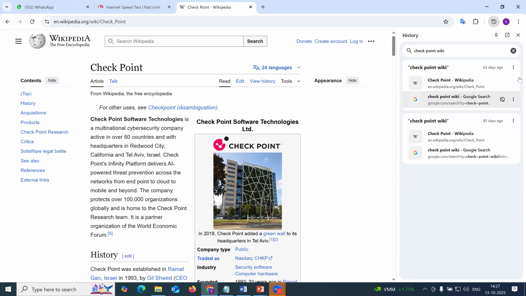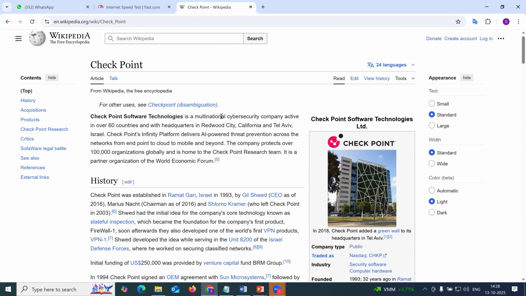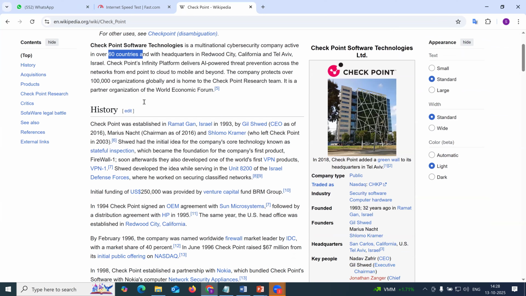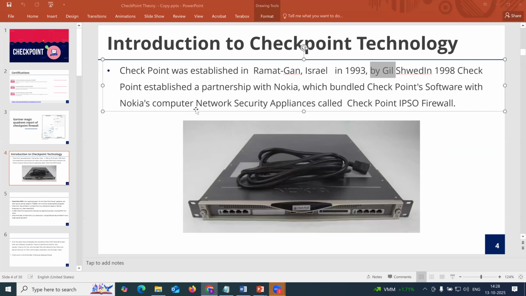Now, if you see here in the Checkpoint Wikipedia, currently it's actively working in 60 countries, right? And you can see when the company was founded: 1993, which is around 32 years ago. So that's the history. Since 1993 till now, Checkpoint has one record, and that's good for you guys.